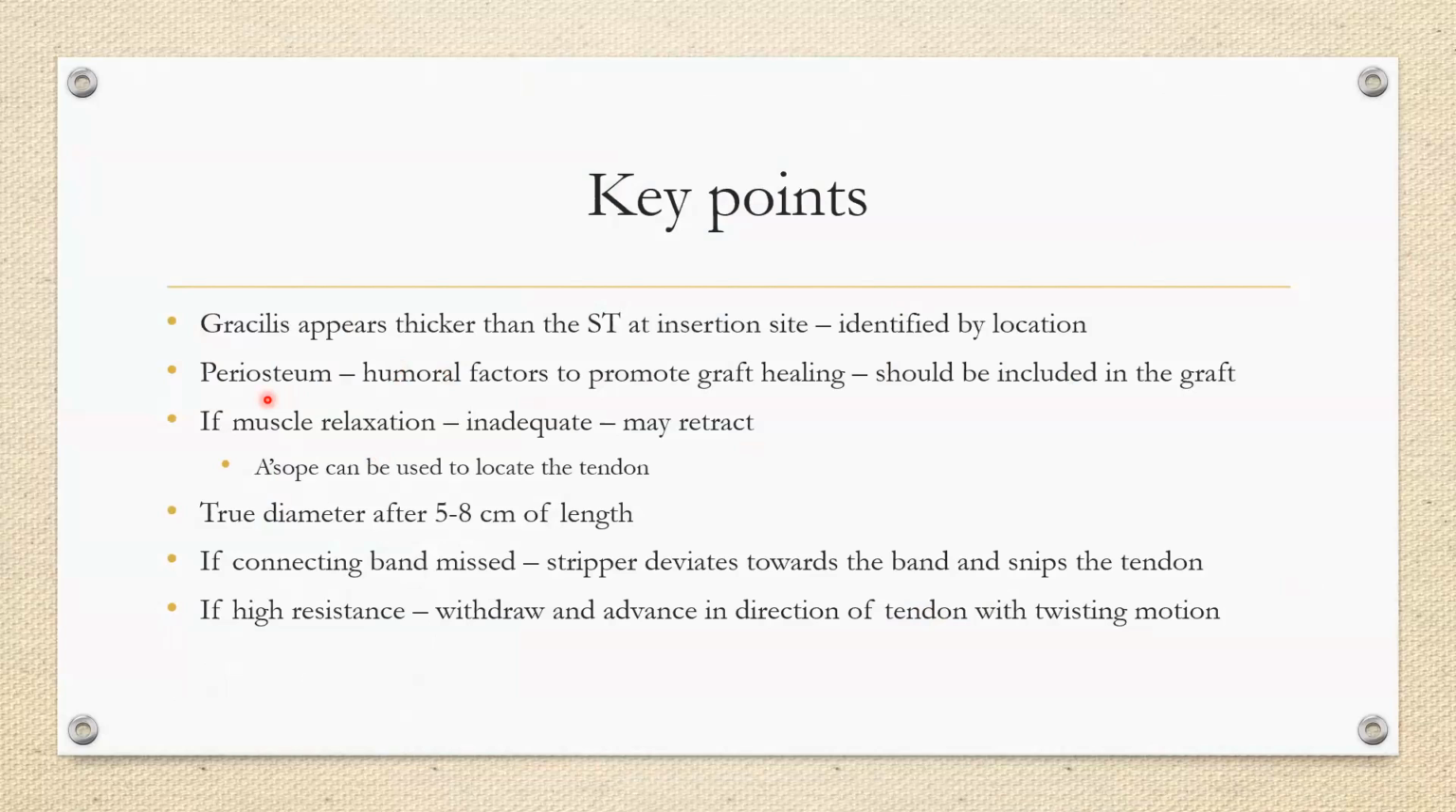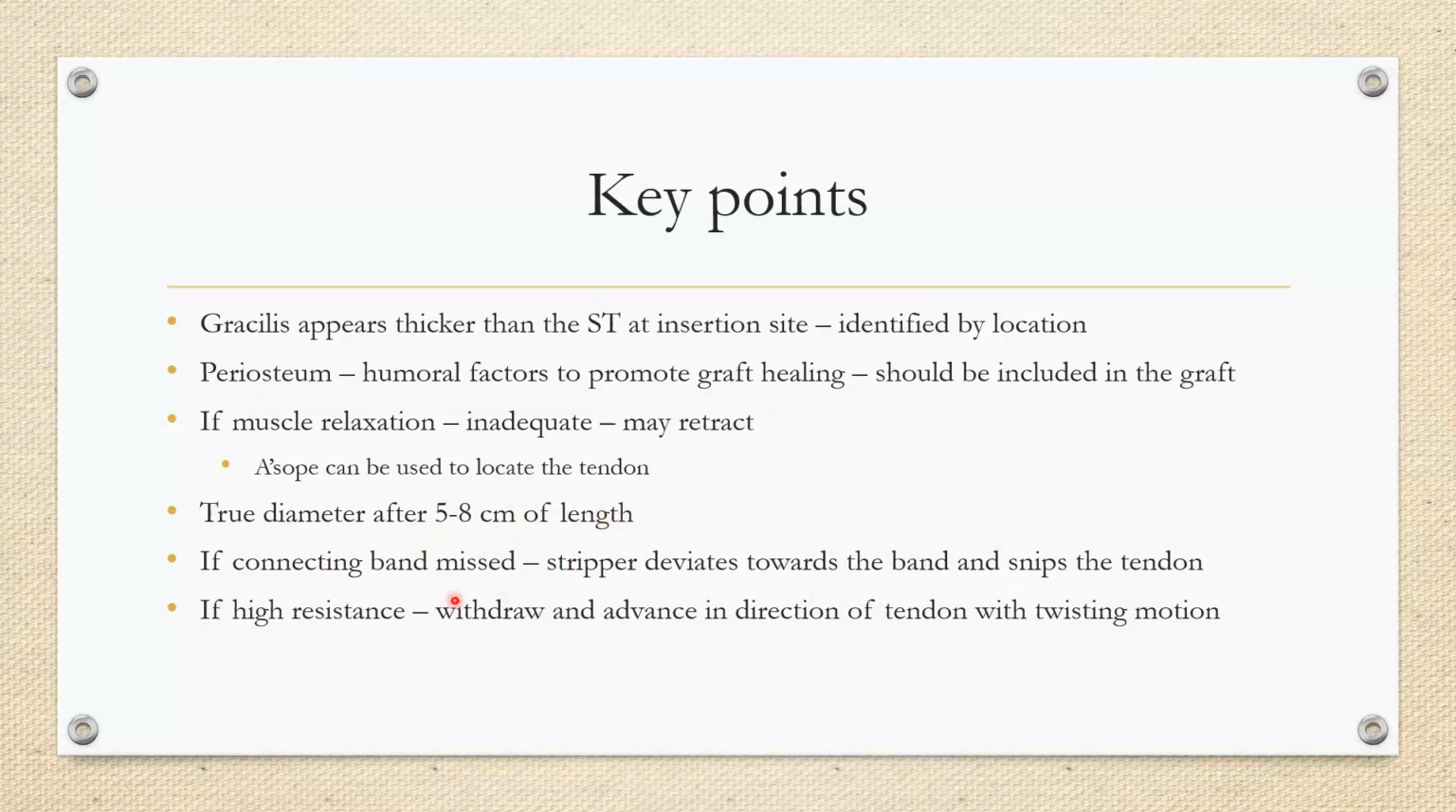If muscle relaxation is inadequate, and if the tendon is not held in position with cinch knots, it can retract back. This can usually be identified with the arthroscope. If necessary, the scope can be introduced to locate the tendon. The true diameter of the semitendinosus tendon is usually attained after 5 to 8 centimeters of length, since it has a more horizontal orientation at its insertion site.